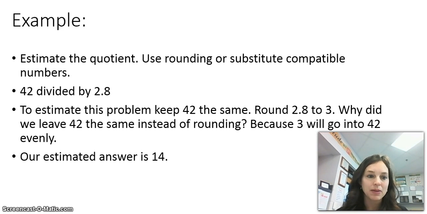So here we have an example. Estimate the quotient. Use rounding or substitute compatible numbers. 42 divided by 2 and 8/10. To estimate this problem, keep 42 the same and round 2 and 8/10 to 3. Why did we leave 42 the same instead of rounding? Because 3 will go into 42 evenly. Our estimated answer is 14.